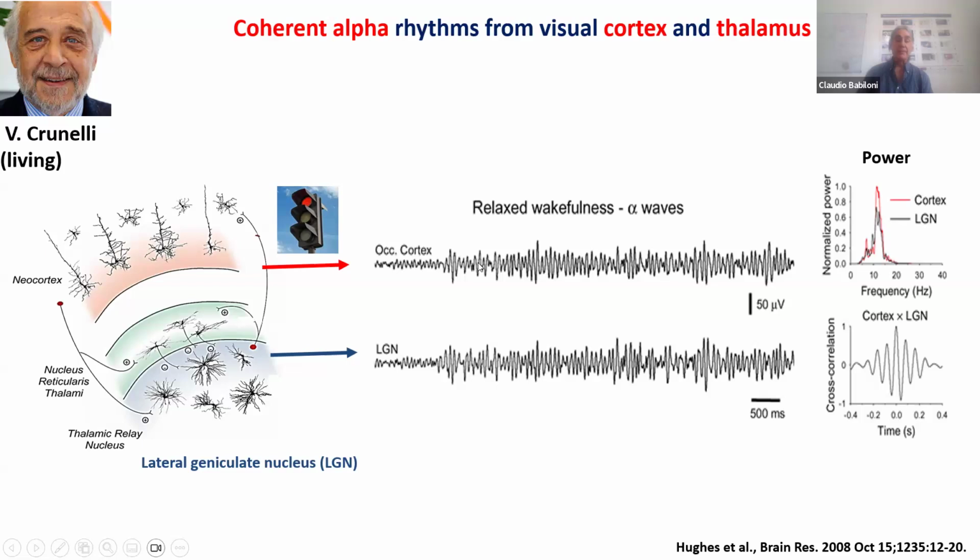Vincenzo Crunelli implanted electrodes in the cerebral cortex and thalamus of cats, in behavioral cats and also in tissue preparations in vitro. And in both cases, he was able to record oscillations in the local field potentials at the cortical and thalamic level, showing this kind of oscillations.